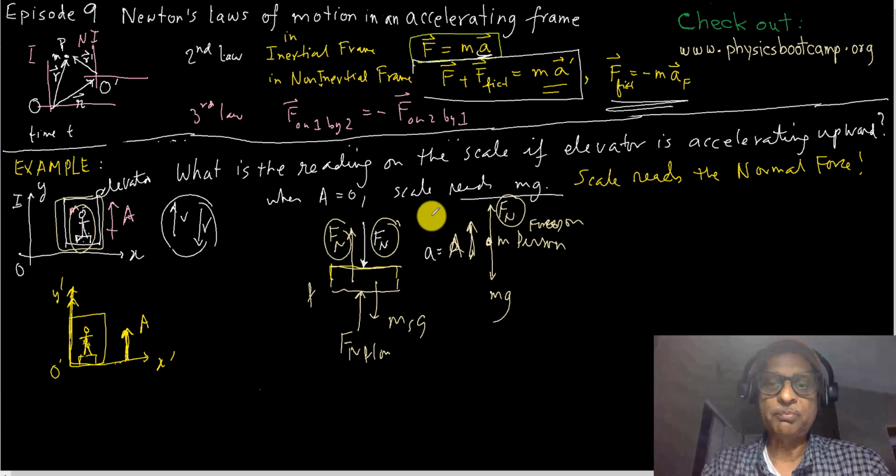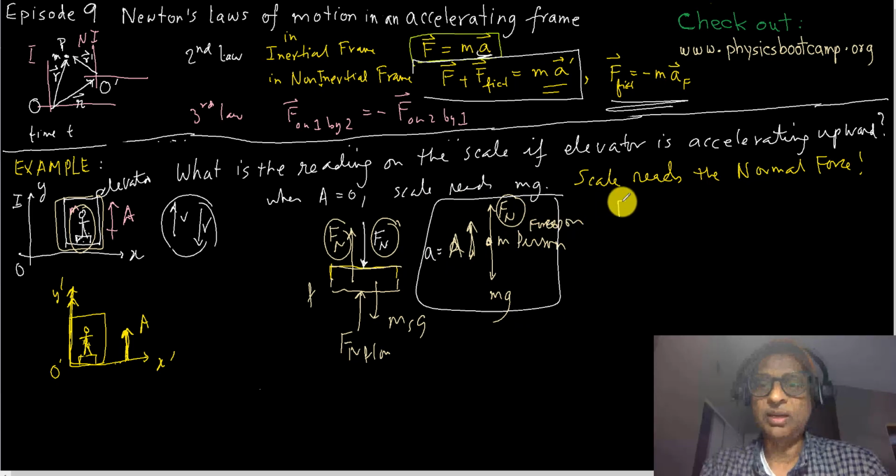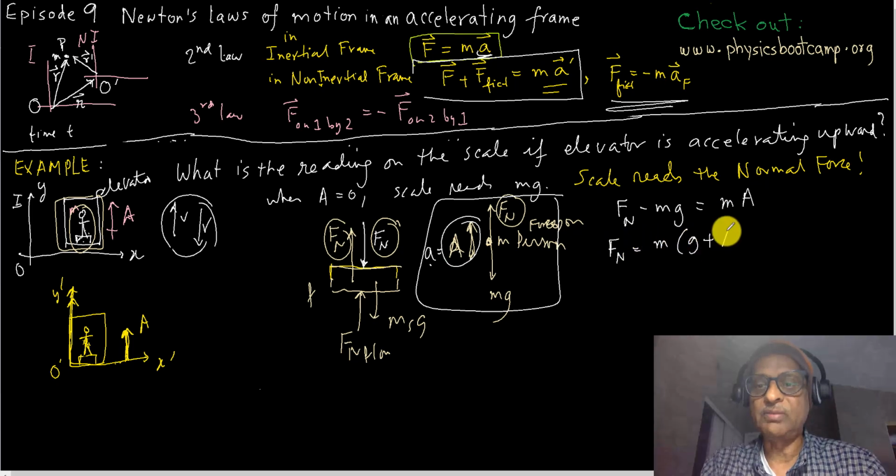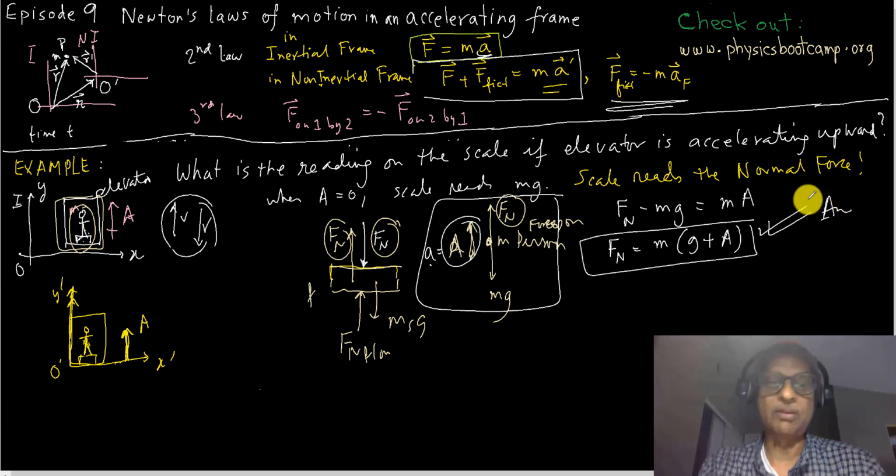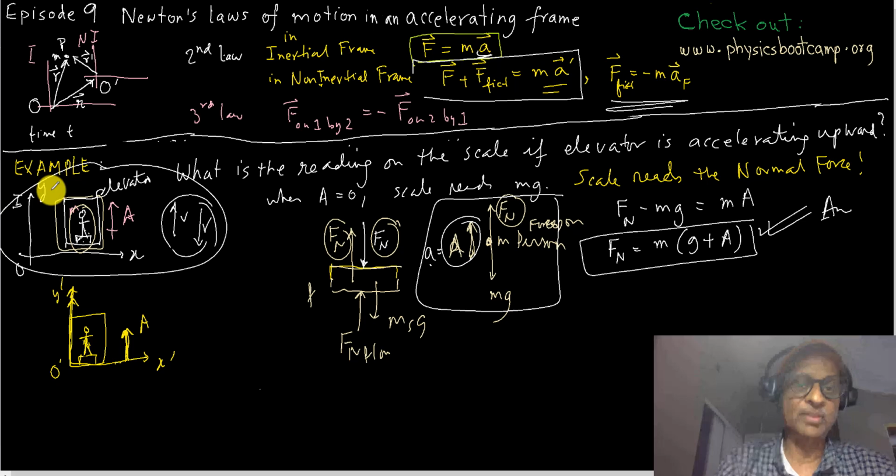So set it up, y component. This is going to be Fn minus mg equals, this is also positive, ma, where a is equal to capital A. So Fn is m times g plus a. So that's what the scale will read. That's the answer, done in the inertial frame.